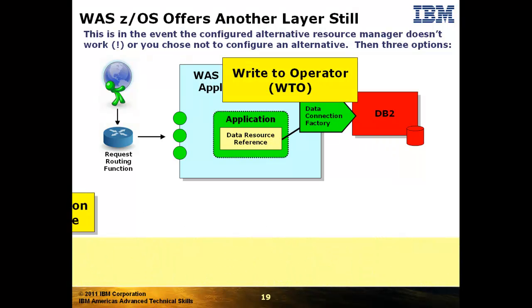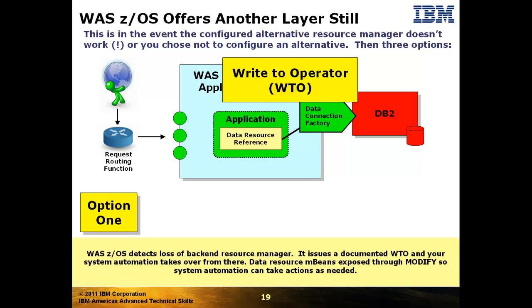The first thing is you may elect to have WAS issue a write to operator, or WTO for short, in the event WAS detects the loss of the connected DB2. This is a documented message, so your system automation tools may take over and enact the automation you programmed it to do. The Resource Manager Management Bean is also available, so automation routines may work against that and take whatever action you programmed it to do.